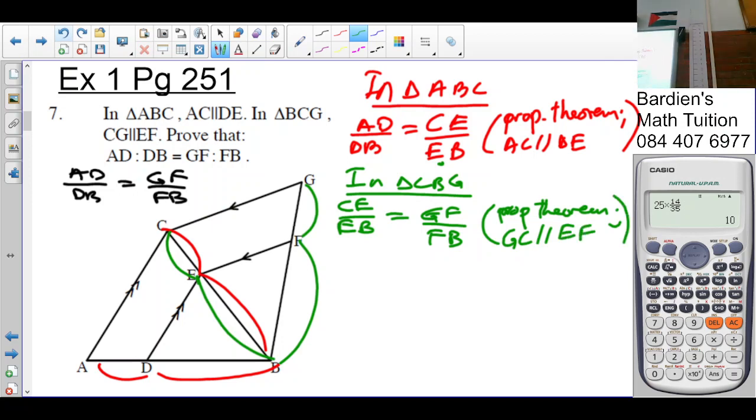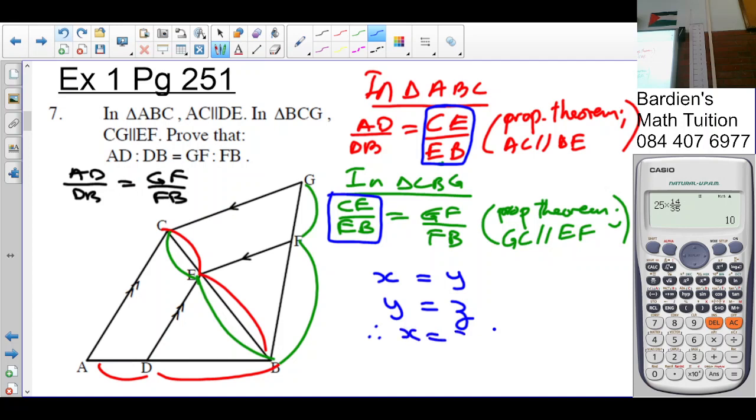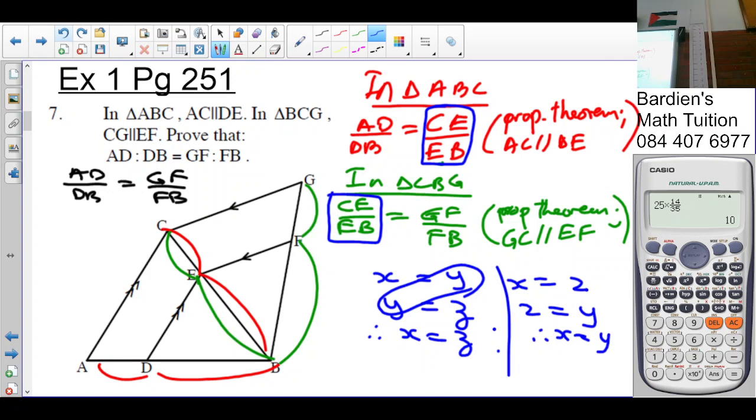But what do we note now at this point? We can see that CE over EB is the same thing. Not so? If we take a step back, grade 8, when we told you x is equal to y and y is equal to z, what can we conclude here? Therefore, in conclusion, x is equal to z. Not so? Why? Because y, that is the same. Like if x is equal to 2 and 2 is equal to y, what can we say? Therefore, x is equal to y.